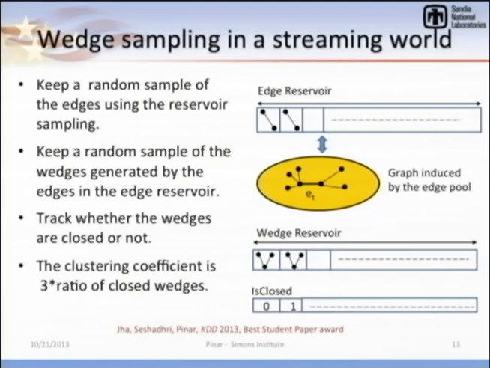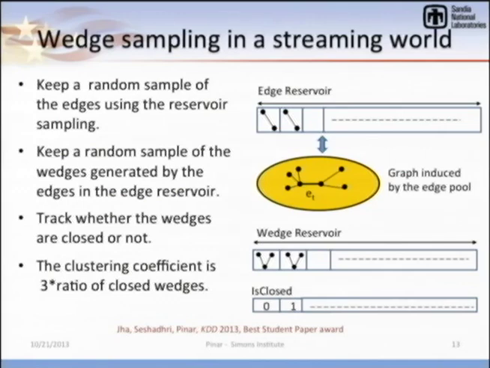One of the components: the algorithm maintains 3 data structures. One is the edge reservoir. The second one is the wedge reservoir. And third one is a binary array. It keeps track of if the wedges are closed or not. The way the algorithm works is I maintain a random set of edges. And think about the graph formed by those random set of edges. It's sufficiently large. What is sufficient? I'm not telling you yet.